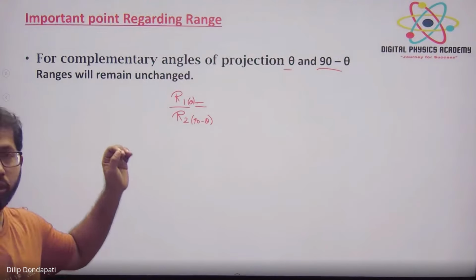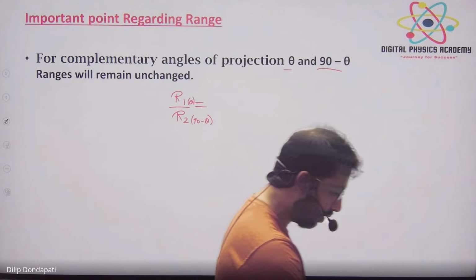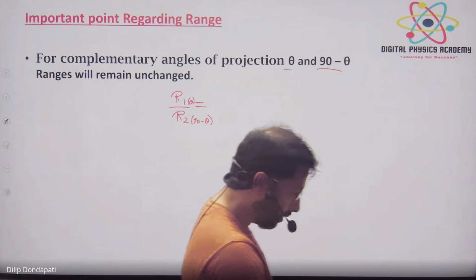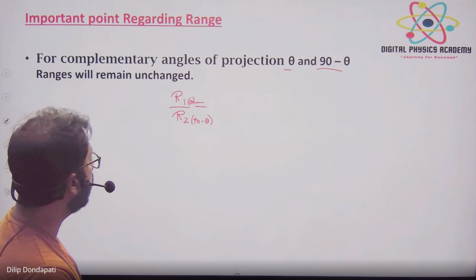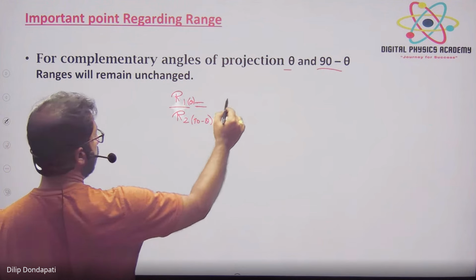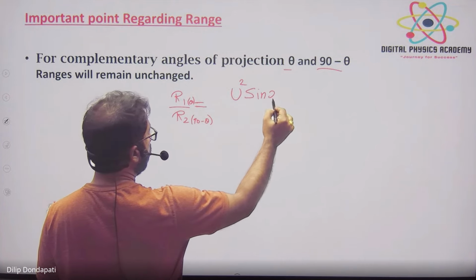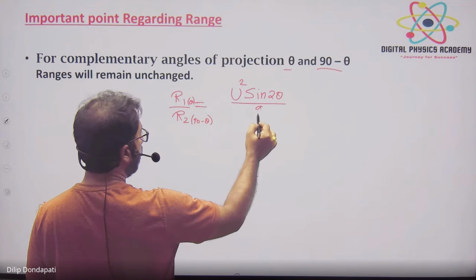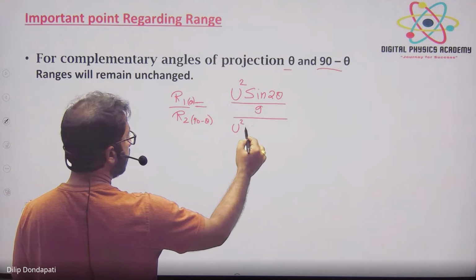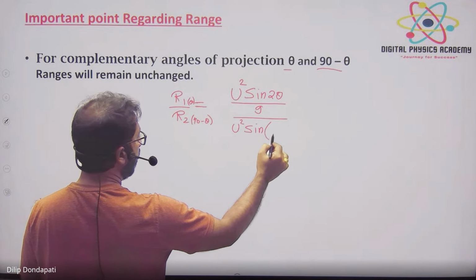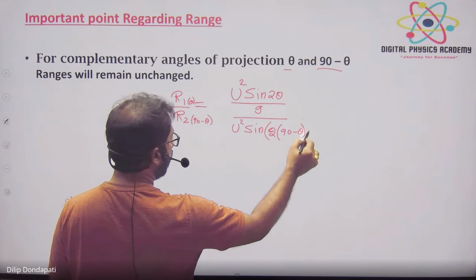उस फॉर्मूला में you substitute just theta and 90 minus theta and tell the answer. R1 by R2 I want. And tell the answer. कितना आएगा? U square sine 2 theta by G is the formula, right? So U square sine, here theta है ना? 2 theta by G by sin 90 minus theta क्या आएगा? U square sine 2 times of 90 minus theta by G.